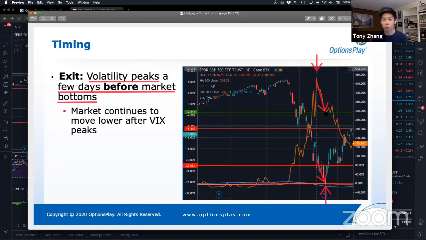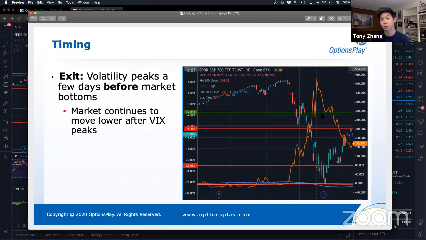When you start to see that, that's usually a good indication that we are near a market bottom. This is what we call the volatility of volatility. It starts to fall before the market bottom, and that's usually a good sign of a market bottom. Many times we look at multiple days in a row where the market continues to move lower while VIX also moves lower.